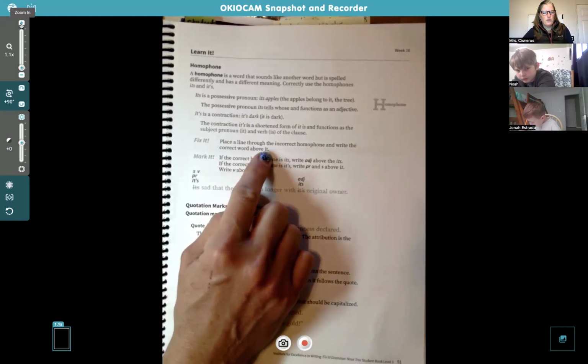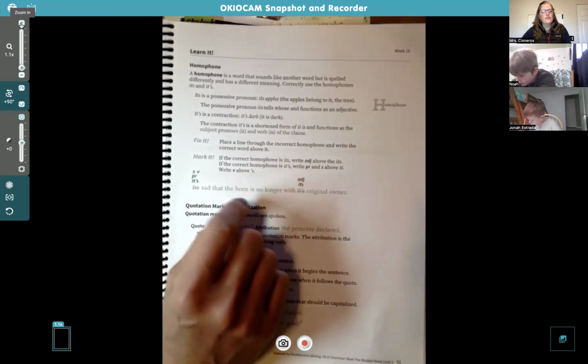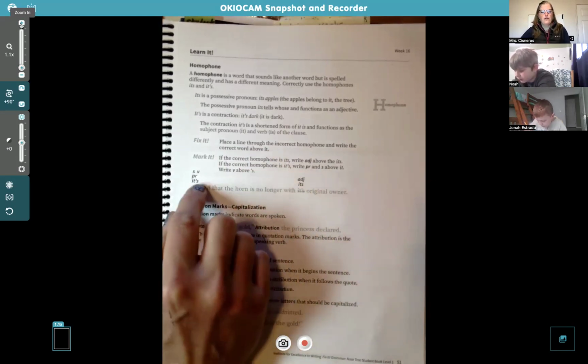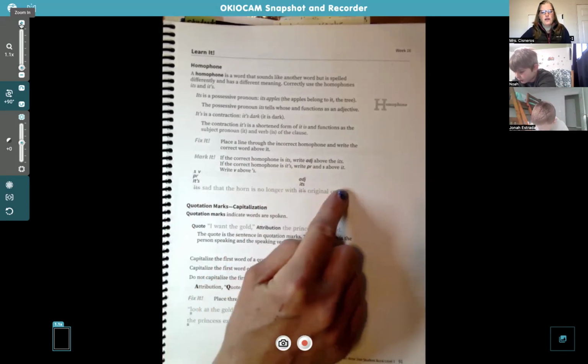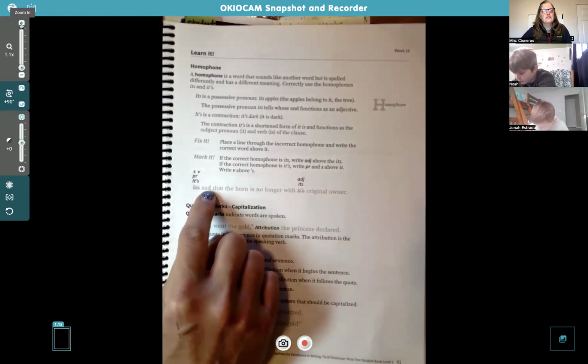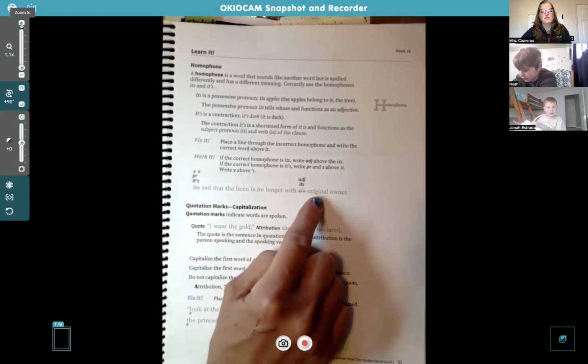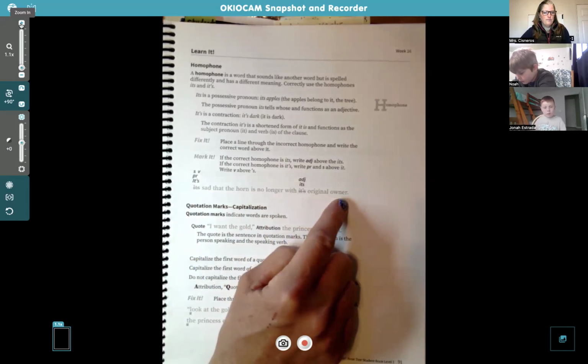So they're going to do it wrong on purpose just for you. Lucky you. You get to find their mistakes. And then you're going to draw a line through it and then write it the correct way above it. Look at this example right here in the middle of your page. It says, it's sad that the horn is no longer with its original owner.